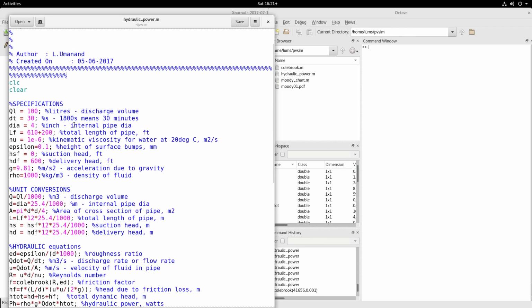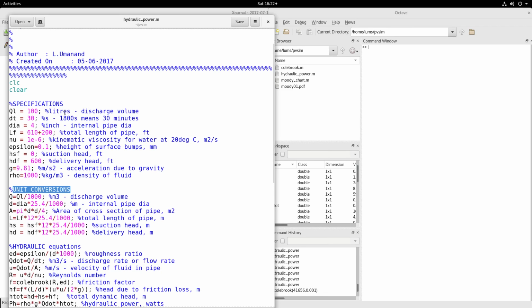Clearing all the variables, I have broken down the script into 3 main parts. The first part is specifications. You have to give the input specifications taken from the field and the users. Then there are some unit conversions. You see that not all the input specifications are in SI units. That is because the user is conversant in a particular set of units.